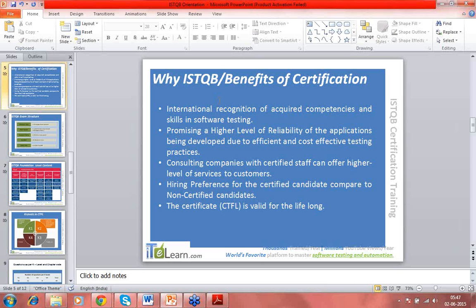And it also promises a higher level of reliability of the applications to the customer. For example, if I'm a customer, I wanted to get some product to be developed. There are two companies in the market, X and Y. I know the company X is all fully qualified professionals. The company X always recruits only qualified people in terms of their academic qualifications, followed by experience, followed by certifications in the quality.